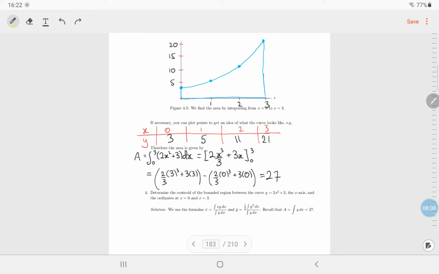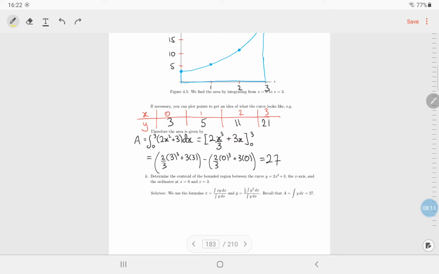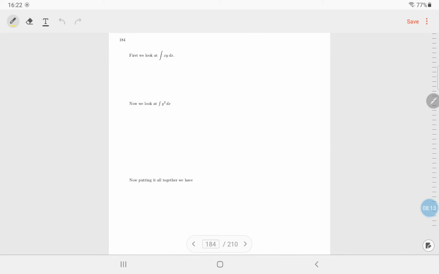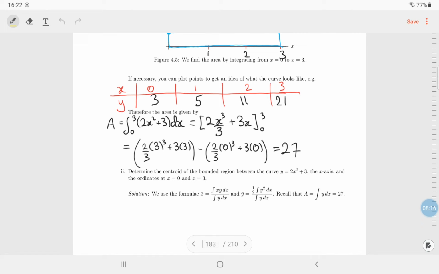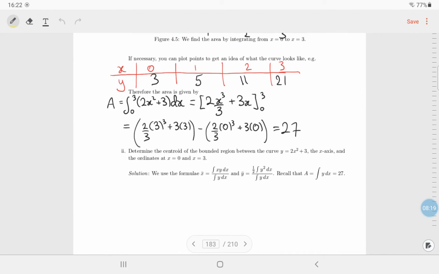Now we're asked to determine the centroid of this region. So we'll use these two formulas and look at the area, the integral of y. That's the same as the area, so we know the bottom of these. The first thing we'll do is find the integral of x times y. Remember, y in this question is 2x squared plus 3, and we're integrating from 0 to 3.